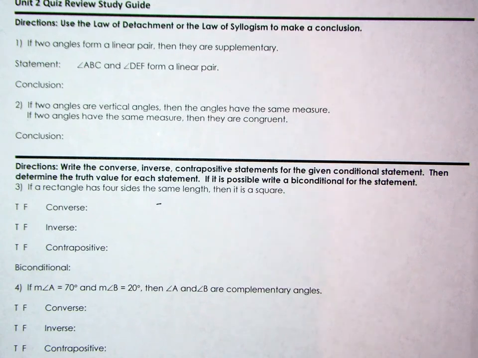This video is the Unit 2 Quiz Review Study Guide, numbers 1 through 4. Number 1, it says if two angles form a linear pair, then they are supplementary.